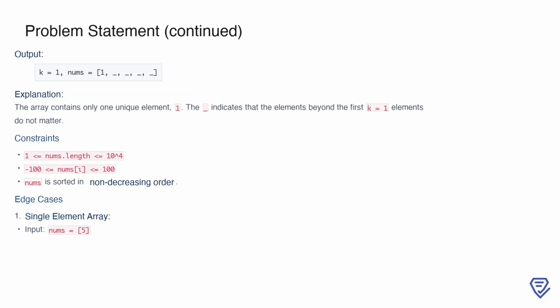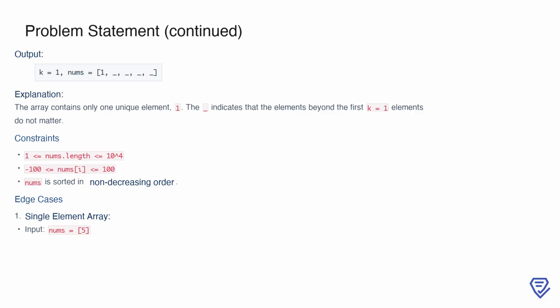Let's now look at the constraints and edge cases for this problem. The array nums has a length between 1 and 10⁴, so you need to ensure your solution works efficiently for larger inputs. Each element in nums is an integer between -100 and 100, and the array is guaranteed to be sorted in non-decreasing order. Now, consider a few edge cases.